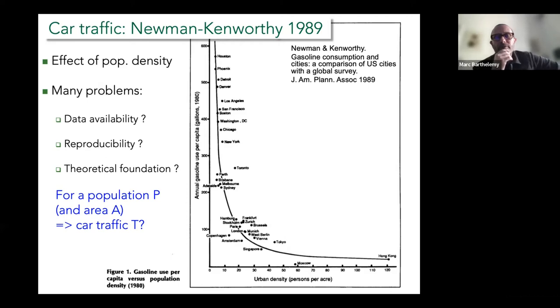But that's one point. The other point is that when you see such a nice curve, you would like to understand where it's coming from. Is it really that the gas use and the car traffic are controlled by just urban density? You have only one parameter. That sounds a bit strange, actually. A city is of course described by its urban density, but there are many other parameters: how big it is, the area, for example, the density of subway and public transportation. There are many other parameters that you can think of. So can we understand this theoretically? What's the theoretical reason for such a nice curve? That's the main question I will try to answer here.